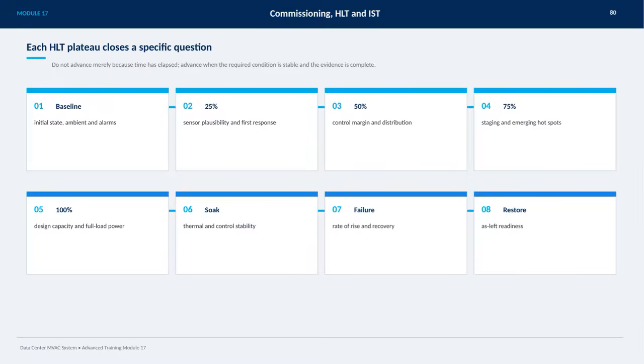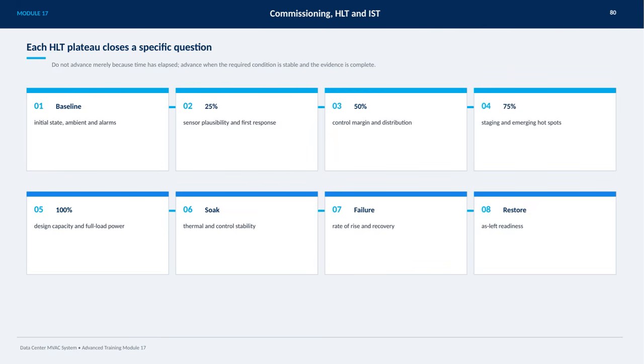On this slide, we focus on the concept that each HLT plateau closes a specific question. It's important to understand that we don't move forward just because time has passed. Instead, we advance only when the required condition is stable and all the necessary evidence is complete. Starting with the baseline, we check the initial state, ambient conditions, and alarms.